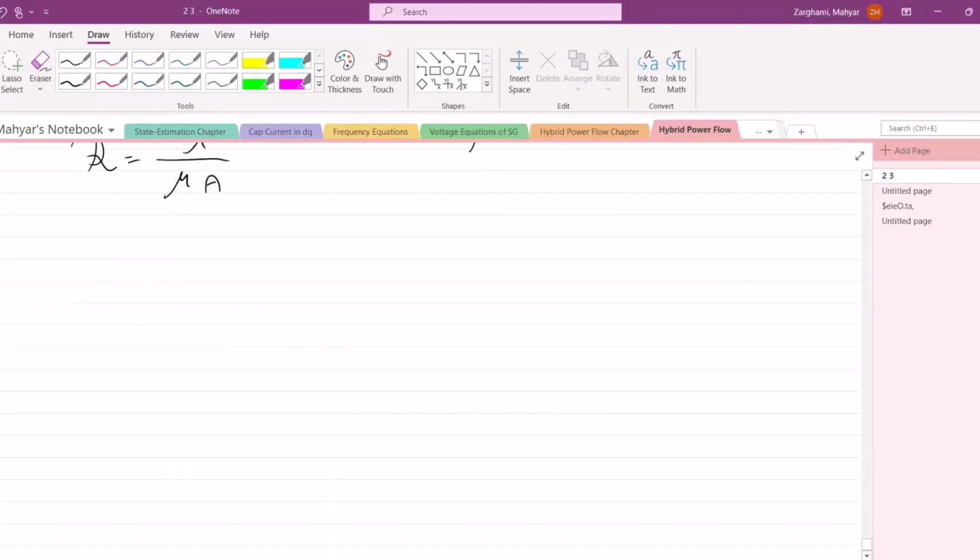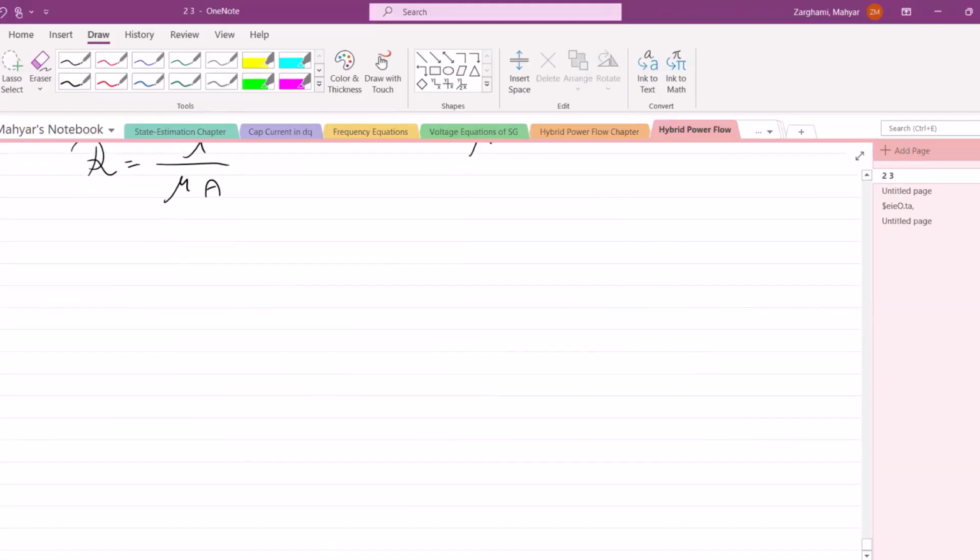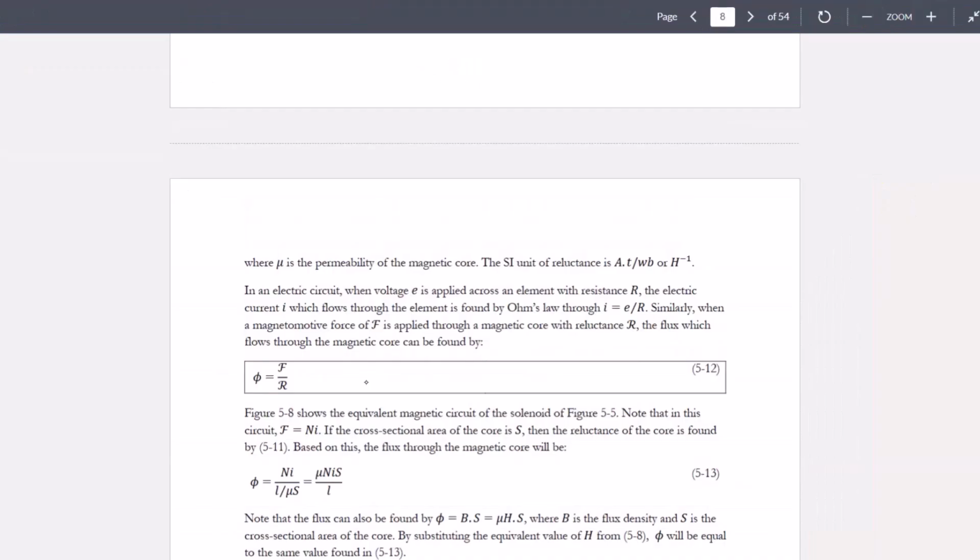It's good to keep a table where you can have all the SI units associated with all magnetic field quantities. The Ohm's law or Ohm-like law in the magnetic circuits would be phi is equal to F over R, or magnetomotive force over reluctance, which would give you flux.